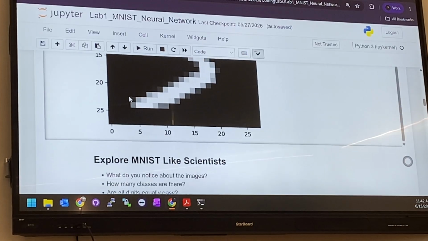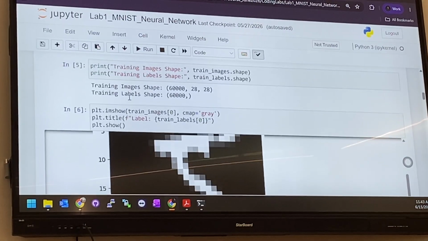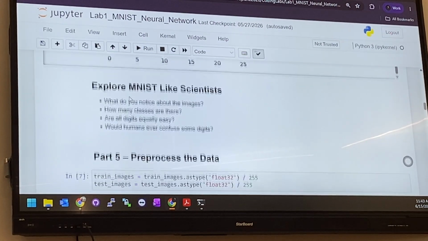How many images do we have in total? 60,000 images. Yes, okay, 60,000.